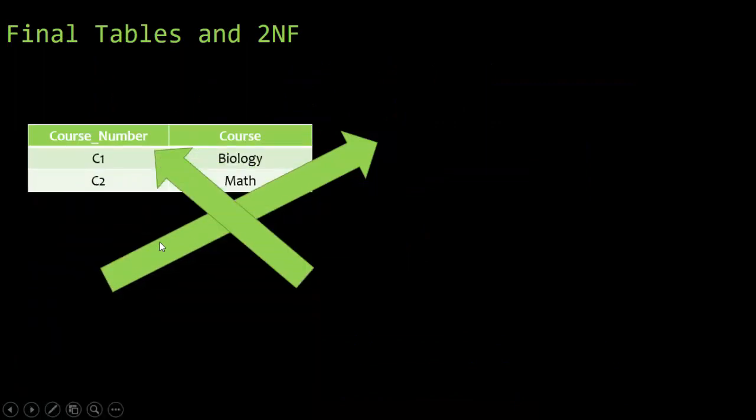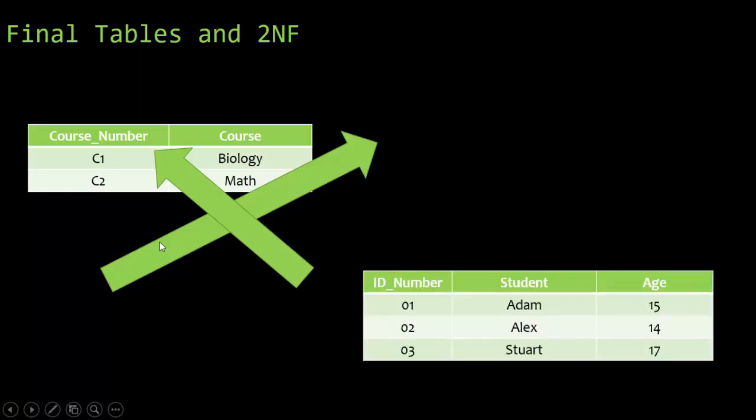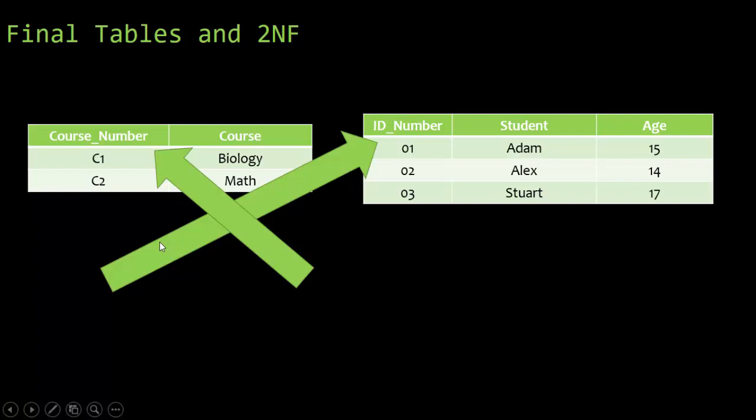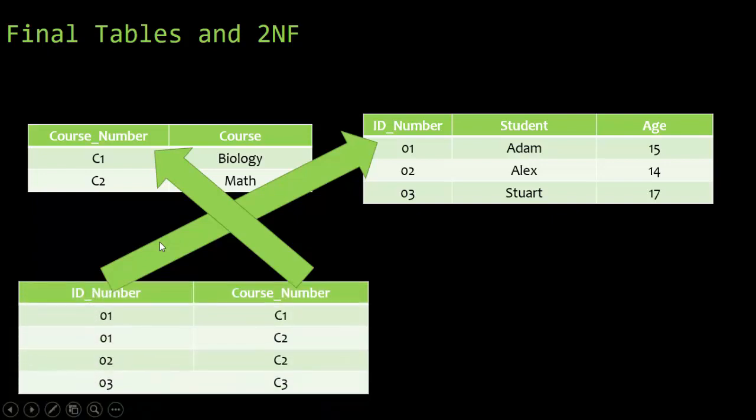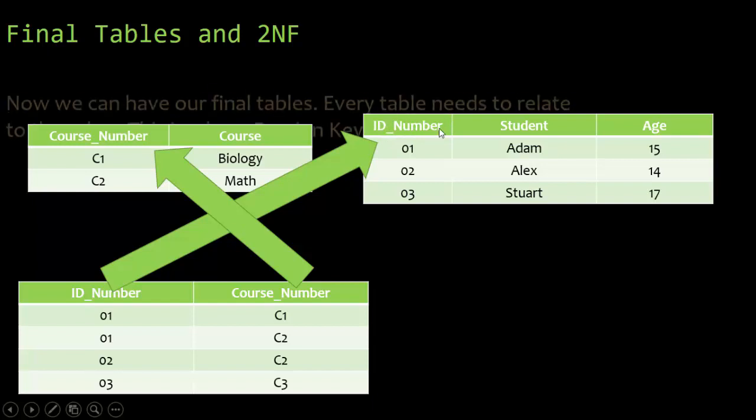So the first one, we have course number tied to the course. We have the ID number tied to the student, but we need to get back to that original table. And we do that through the use of foreign keys. And here I have a composite key, ID number and course number. Course number is referencing the primary key, course number in the course table. ID number is the foreign key referencing the primary key in the student table.